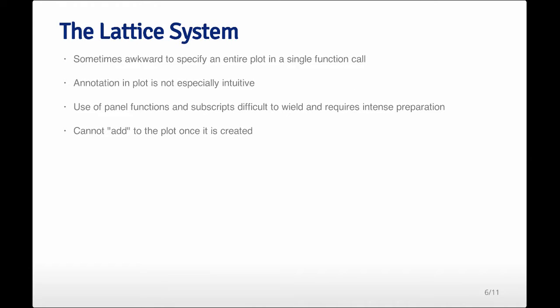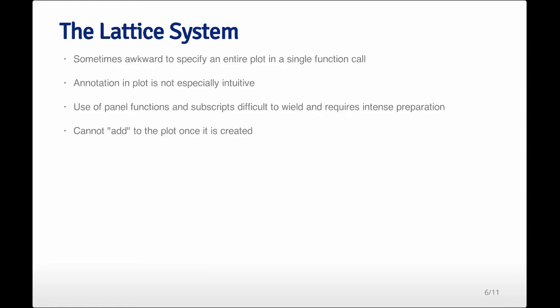So the downside of the lattice system is that sometimes it can be very awkward to specify an entire plot using a single function call, and sometimes it seems more natural to kind of piece things together one by one, like in the base system. It's difficult to annotate a plot, especially after the plot's been generated. You can't add anything to the plot. It's done, and if you want to add something, you kind of have to reconstruct the function call altogether.